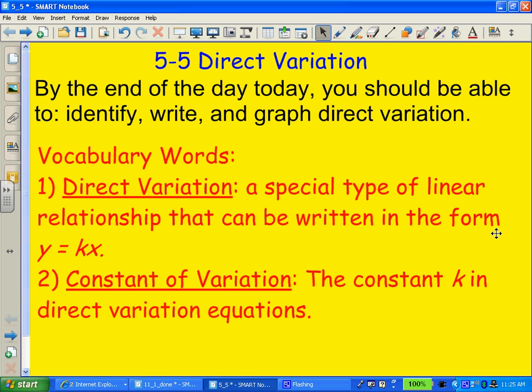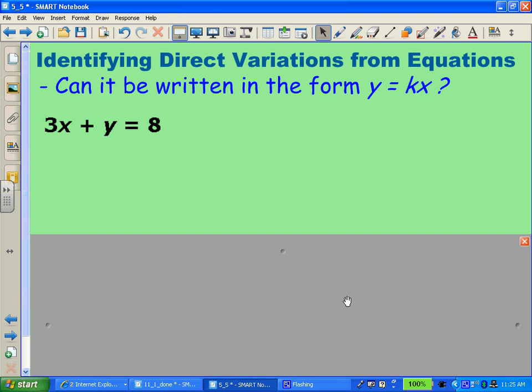And then we have constant variation, and that is the constant k that you see in the equation that I just mentioned above. So y equals kx represents direct variation, and k, the number that's in front of x, is what we call the constant of variation. So we're going to be doing a couple things with this. The first thing is just identifying if an equation represents a direct variation or not.